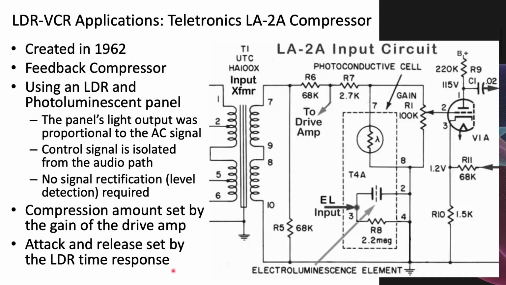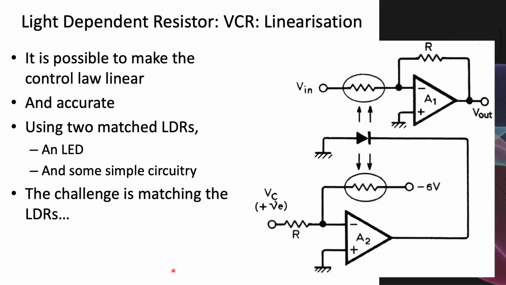It's actually possible, if one goes a bit further, to make the control all linear and allow feedforward compression by using two matched light dependent resistors and some simple circuitry. There's an example shown on the right hand side of the screen. The challenge is you need two matched light dependent resistors, so it does require some selection to make that happen. And if you're using an LED, you'll need some level detection circuitry to drive the LED.